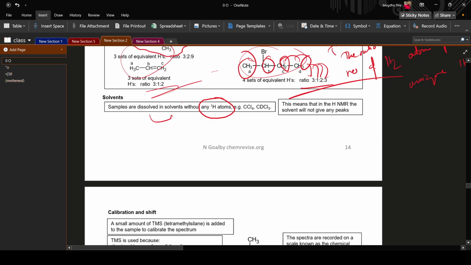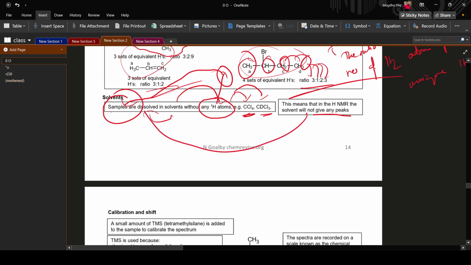If the solvents contained hydrogen atoms, then they would have released signals which would have interfered with the signals coming out from the environment of the main sample. Did you understand why we are using solvents without hydrogen atoms? Examples are pretty simple. The examples of the solvents are CCl4 and CDCl3. All right. This means what? This means that in the hydrogen NMR spectrum, the solvent will not give any peaks. At least that's what we have to ensure. We need to ensure that only the peaks provided in the spectrum come from the signals obtained from the sample which we have dissolved. Do you understand?